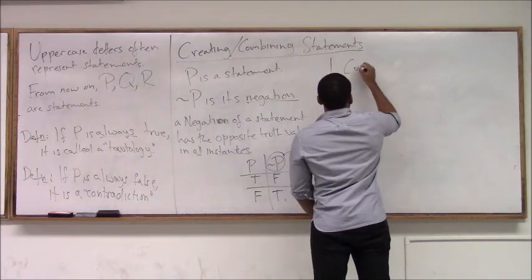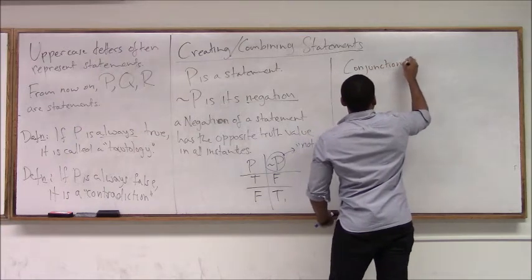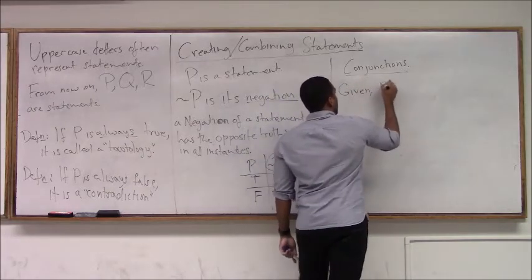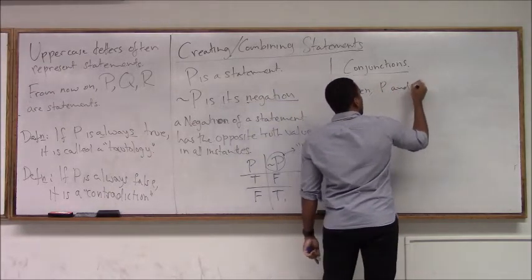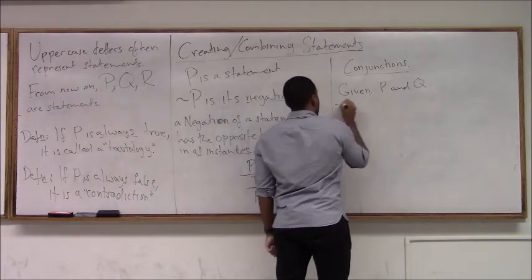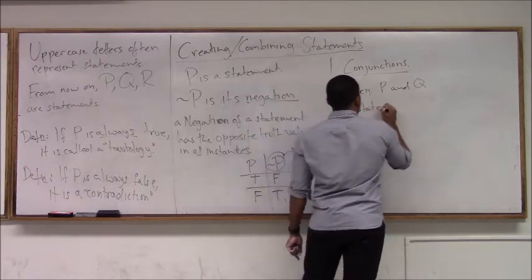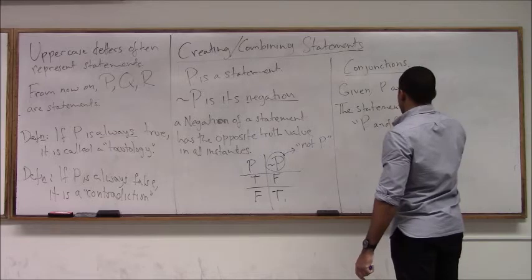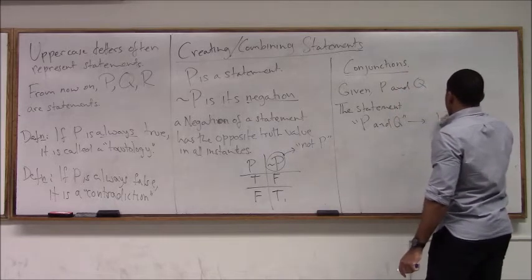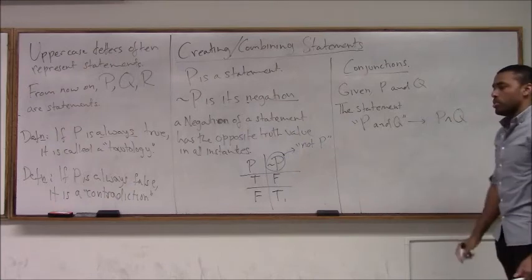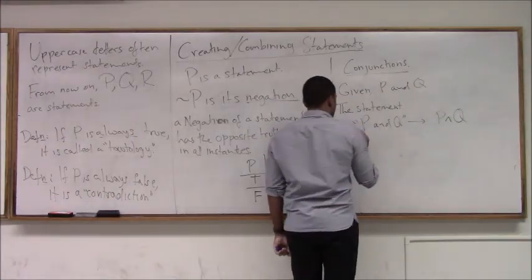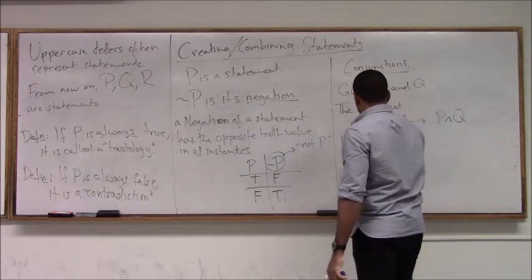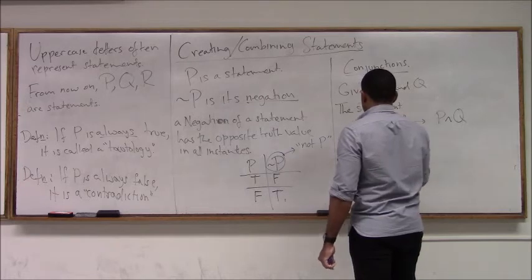So there are also so-called conjunctions. Given two statements P and Q, the statement P and Q, which is written like P with a little caret Q, is the conjunction.